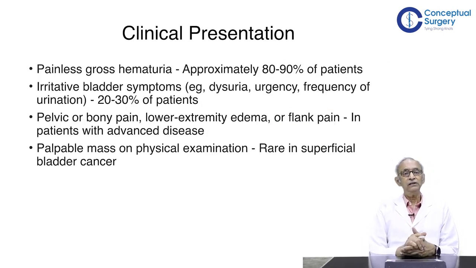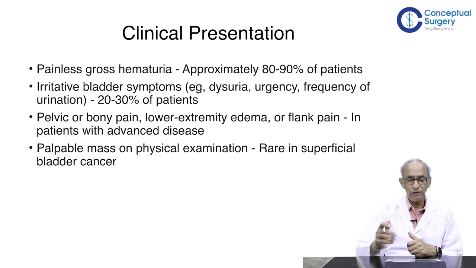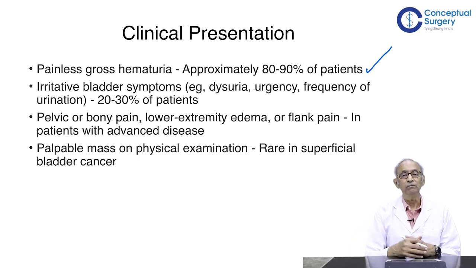Right, so now let us look at how bladder cancer presents. This is the outstanding, scintillating symptom of bladder cancer: painless, gross hematuria. We are not talking about microscopic hematuria. We talked about microscopic hematuria in another lecture, and for example, tuberculosis is a cause of microscopic hematuria. This is a gross hematuria, and anybody can see it. And approximately 80 to 90% of patients present with this symptom.